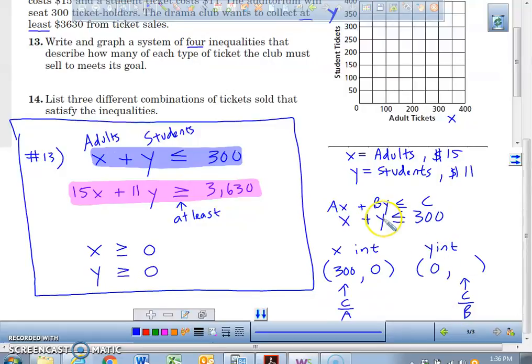300. What's our b value? 1. 300 divided by 1 is still 300. You just found your x-intercept and your y-intercept without having to do a whole bunch of work.